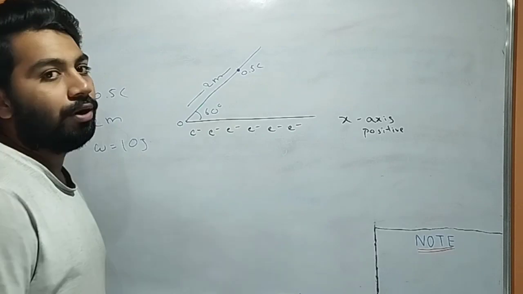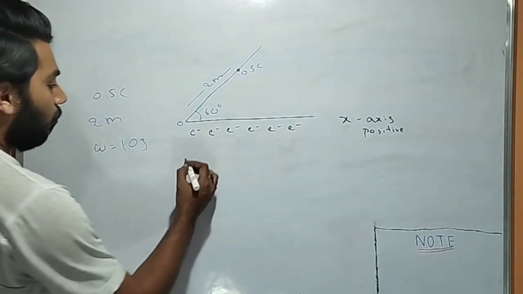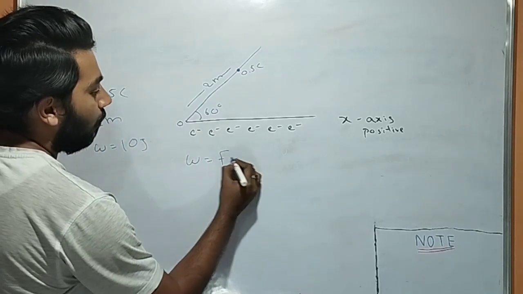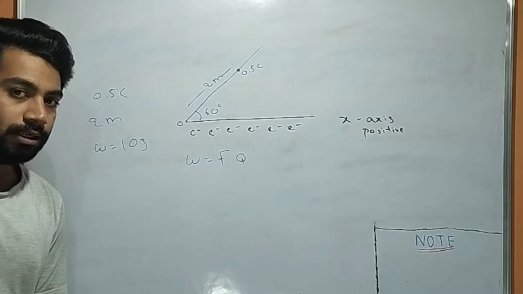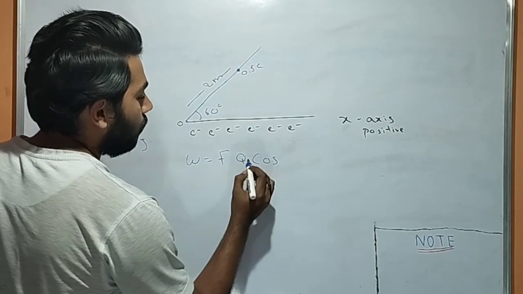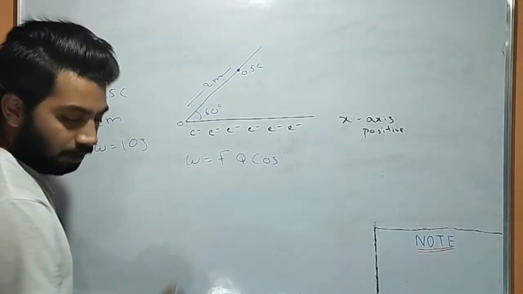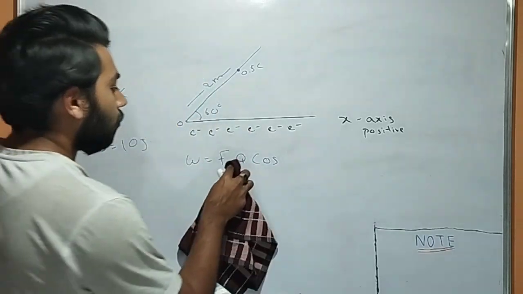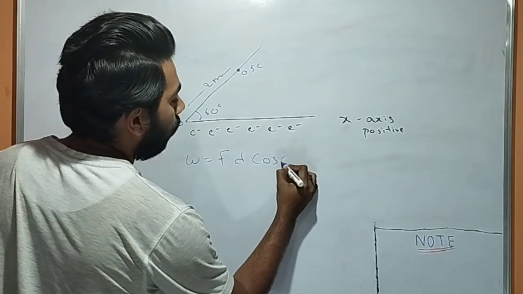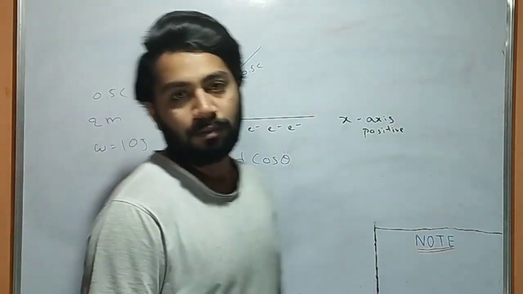How can you calculate the magnitude of electric field? You just need to know the formula for work done. Work done is equal to force into displacement, right? Work done is equal to F into d into cos theta. This is a formula you know. Work done is equal to force applied times displacement.